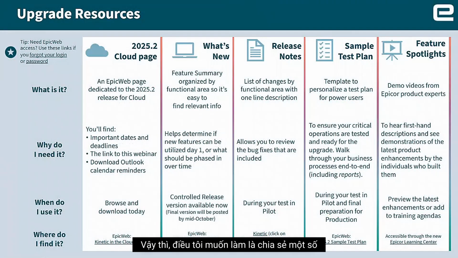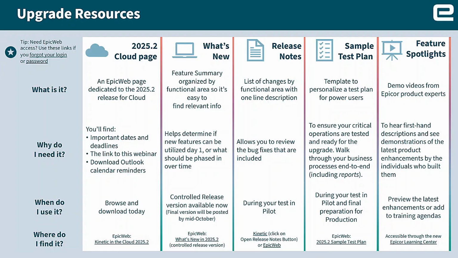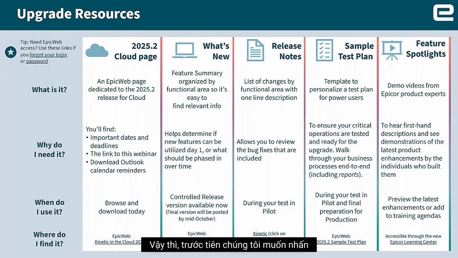So what I wanted to do is share some important resources to help your organization set up for a successful cloud upgrade. So first, we want to highlight the Kinetic in the Cloud page for you, and that includes a list of important upgrade deadlines and dates, and there's even a calendar feature where you can save dates to Outlook. And you'll also find today's webinar recording linked here probably sometime next week.